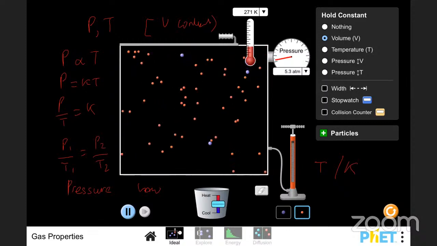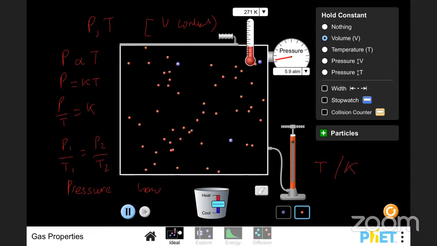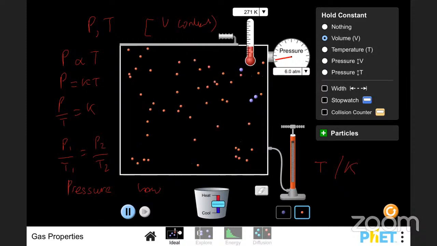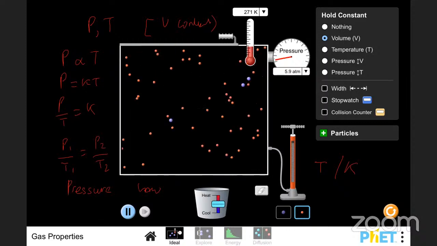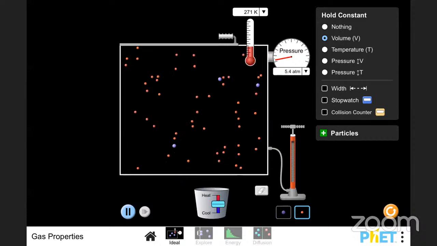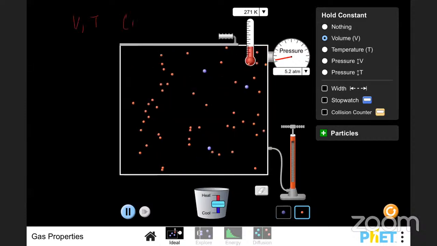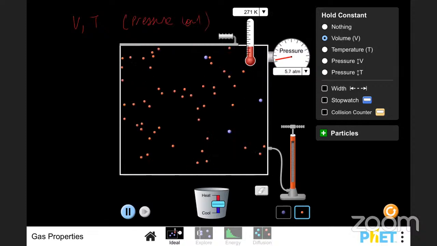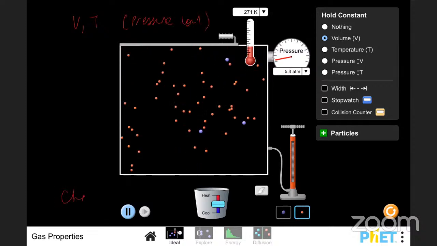All right, and last law. Let us keep pressure constant and change the volume. So we're looking at volume and temperature by keeping pressure constant. This law is Charles' law.